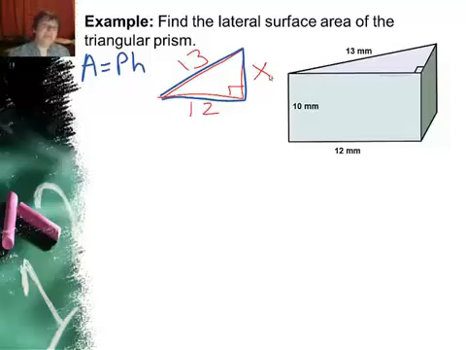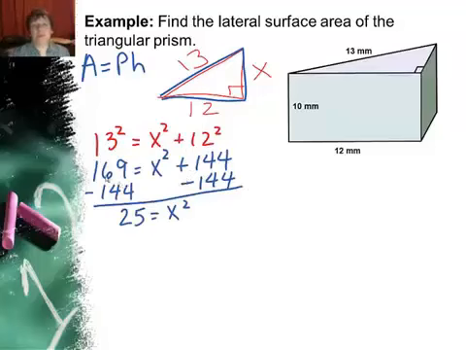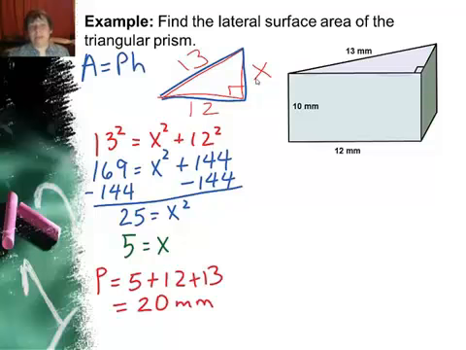Well, that means I need to find x here, this missing side. I can use the Pythagorean Theorem because it's a right triangle. 13 squared equals x squared plus 12 squared. Go ahead and square everything. Subtract 144 from both sides. And I get 25 equals x squared, so x is 5. You may recognize this triangle. This is the 5, 12, 13 triangle, a very handy Pythagorean triple. Okay, so now I know the side here is 5, so I can find the perimeter. It's 5 plus 12 plus 13. When you add those all up, you get 30 millimeters.